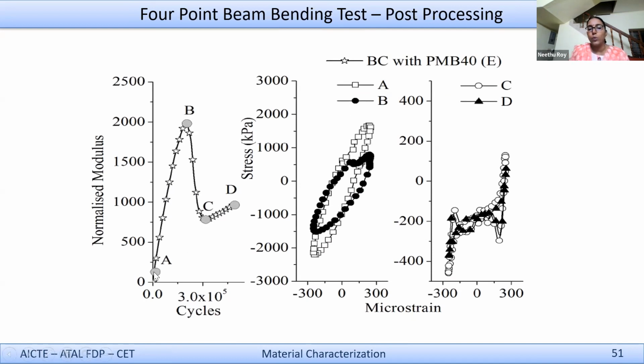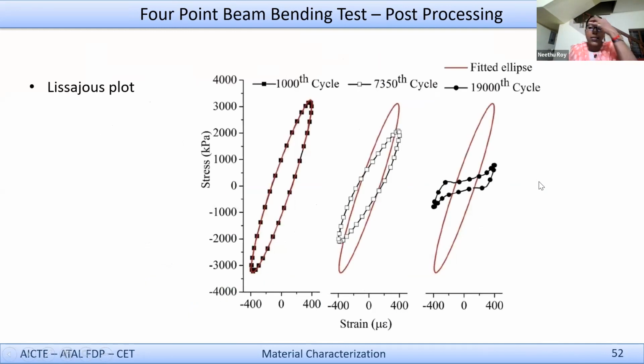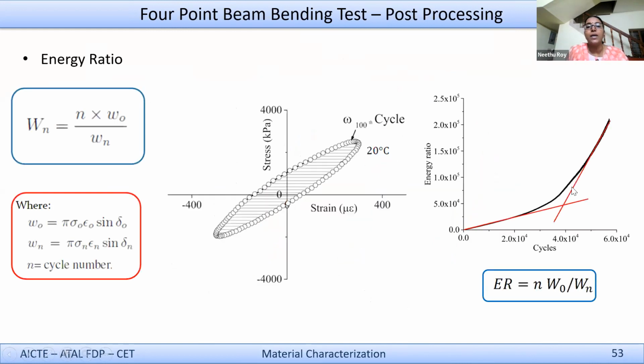If you consider points A, B, C, and D and plot the Lissajous plots, you see that at A, there is a typical ellipse. Whereas at B, it started slightly changing. Whereas at C and D, you see that there is no particular elliptical shape. It is all disturbed, right? So we see that the failure has happened when it reaches C and D. So these Lissajous plots could give you some indication of whether the material is still within its fatigue life, or has reached beyond its fatigue life. This is a similar picture.